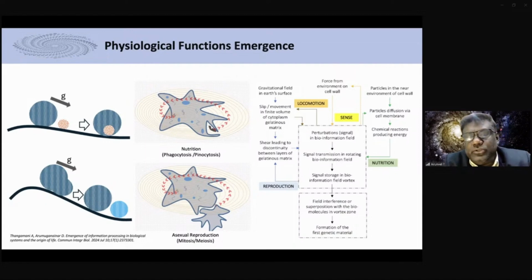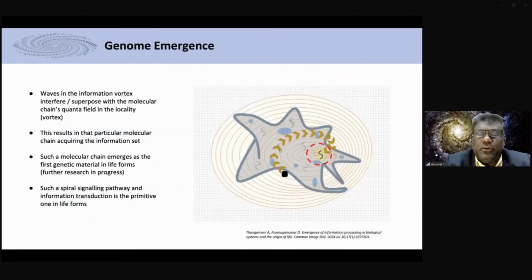Then, moving on to the other area, which is how a genome is first formed according to this theory. Waves in the information vortex interfere and superpose with the molecular change quanta field in the locality, which is the vortex itself. This results in that particular molecular chain acquiring the information set. Such a molecular chain emerging as the first genetic material in life forms is what the theory believes in. There is further research to be done on this one.